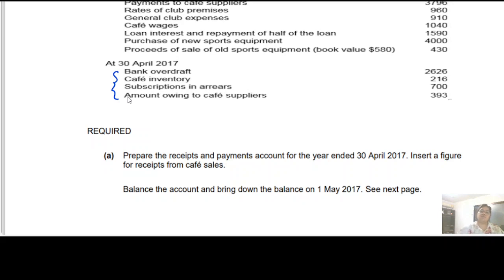So in the first part they ask you to prepare the receipt and payment account for the year ended 30 April 2017. Insert a figure for receipt for cash sales. Okay, you can insert it your way. Means they are asking you to find out the cash sales from your receipt and payment account. So the thing is, how are you going to prepare your receipt and payment account?